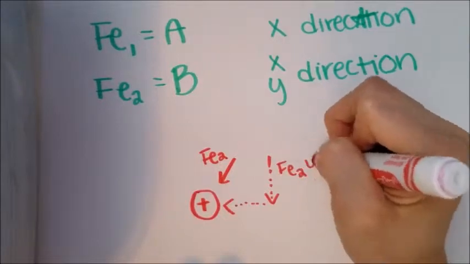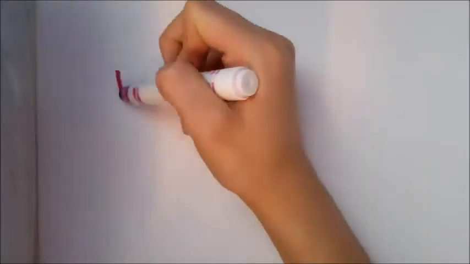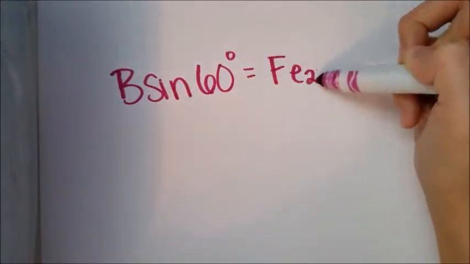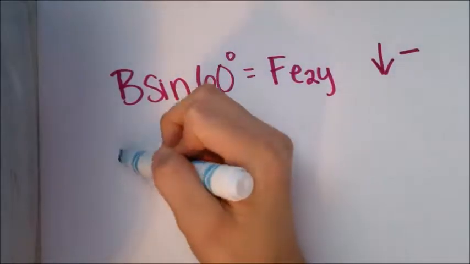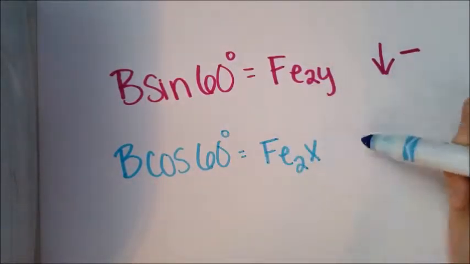Oh, okay, so basically you just use basic trigonometry. In order to separate F of e of 2 into its x and y parts, you put the y into B sine of 60 and x into B cosine of 60. But they'll be negative since they're downwards and to the left.